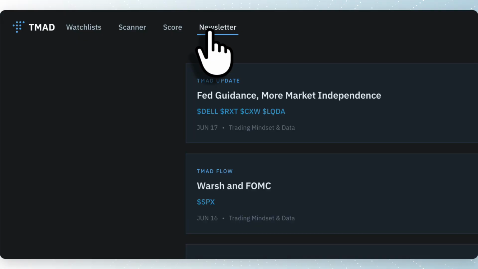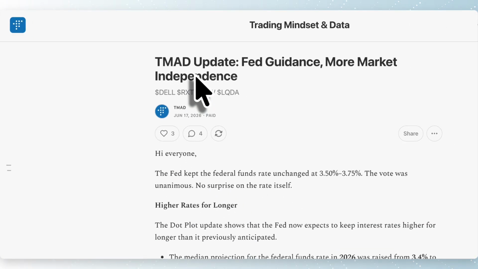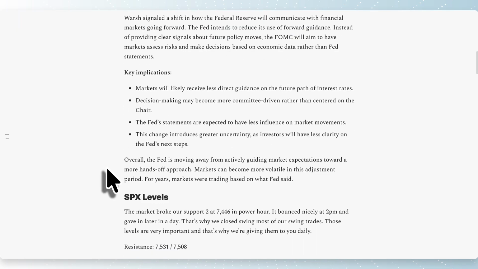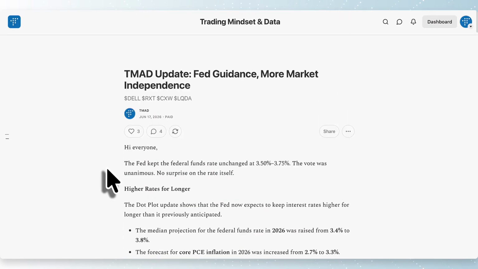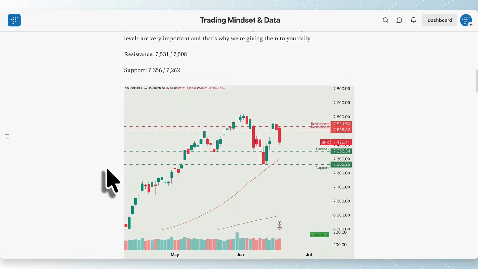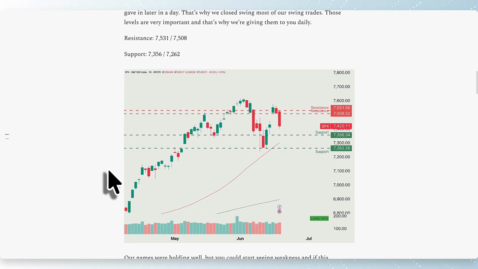And then, of course, we connect everything into our Substack. So once you become a member of Substack, you will get access to the app as well. And we do every day give to our members SPX levels, so we know where the market is headed.